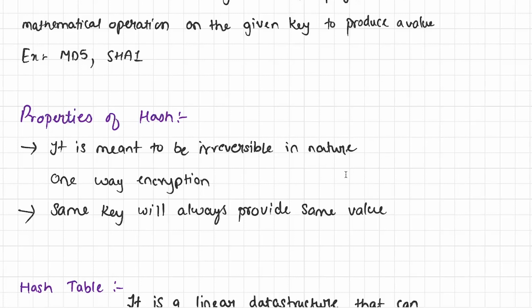So that means there is no way by which you can transform a hash code into its original form. So we can say that it is just a one-way encryption. There is no decryption key that can decrypt the hash code into its original form.